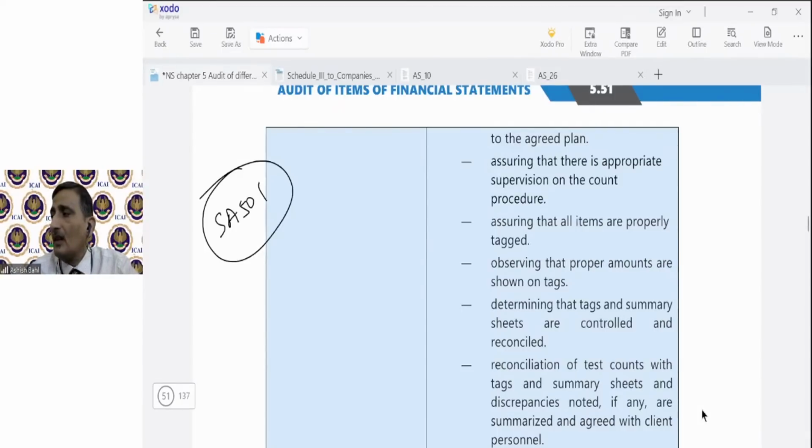Okay. So again, all those things, students, which you have studied in SA 501. But students, do not lose sight of this point, that the primary responsibility of verification of inventories lies with the management. It is part of its internal control systems.